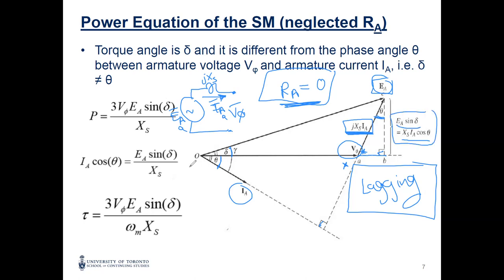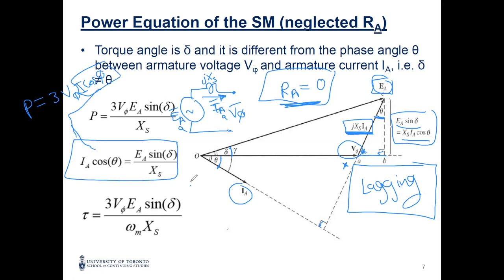From this, you can get the current times the cosine theta equals E sine delta over XS. You put it in the power, equal to 3 V phase I cosine theta, so you change this to E_A sine delta, and you will get this equation. If the torque is required, you only put the omega, because as you know, the torque equals the power over omega.